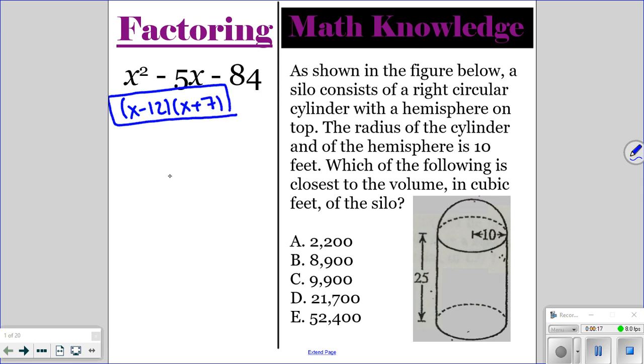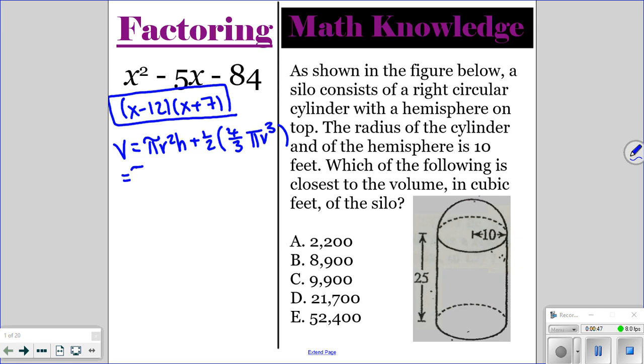For the math knowledge question, we want to find the volume of the figure. So for the cylinder, it's just going to be area of the base, pi r squared, times the height. Now for the hemisphere, that is half of a sphere. You may or may not know that formula. We haven't learned it this year, but it's 4/3 pi r cubed. So you may have seen that somewhere else. You may have looked it up, but that's the formula we want to use.